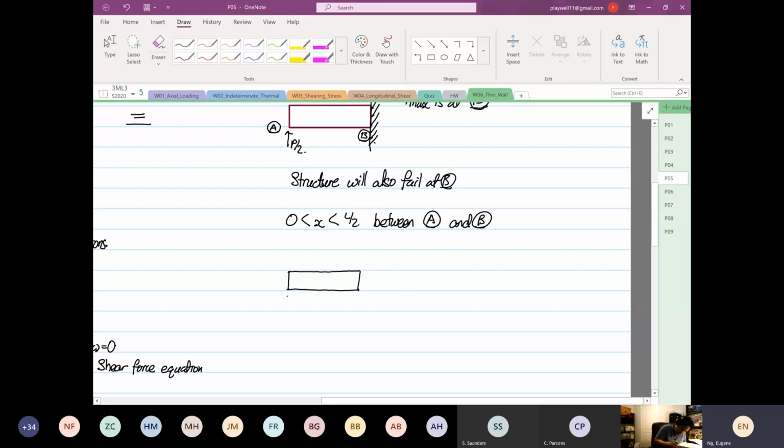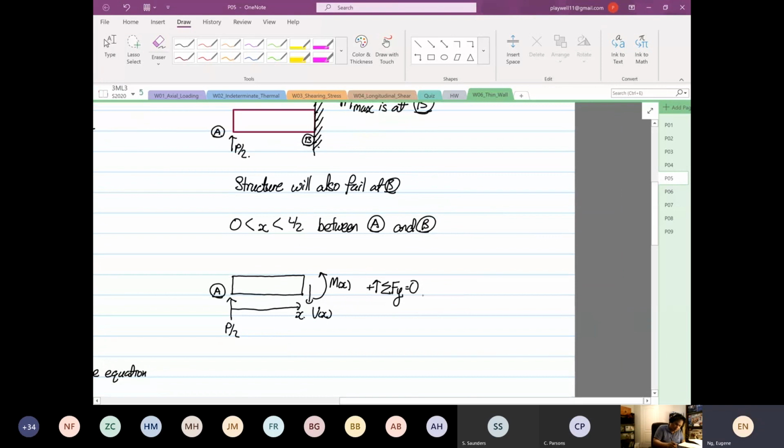Right. So this is my P over 2. Again, my slider is at X, point A. Now this is a cantilever beam. Okay. So V as a function of X, M as a function of X. We do static analysis. Summation of forces in the Y direction is equal to 0. So you have P over 2 minus V as a function of X is equal to 0. So V as a function of X is also equal to what? P over 2.